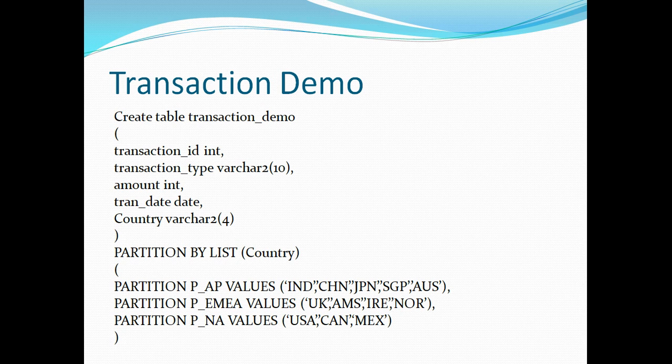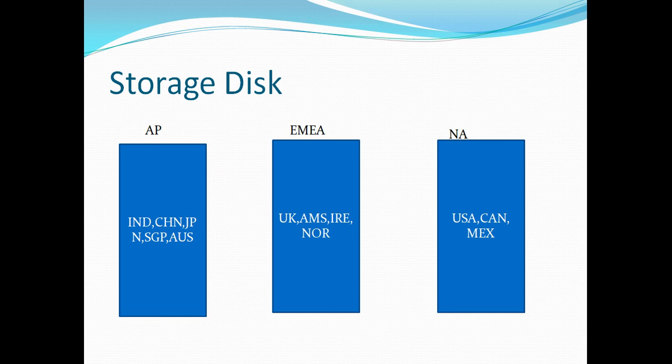So as soon as I execute this statement, what will happen? It will create three different partitions, logically or physically, on the storage disk. We will have three different segments. For Asia Pacific, all rows where the value of the country is India, China, Japan, Singapore or Australia will be stored in this particular partition or segment. Similarly, for North America, when we have USA, Canada or Mexico, the rows will go to the North America partition, and for UK, Amsterdam, Ireland or Norway, they will go to the EMEA partition.